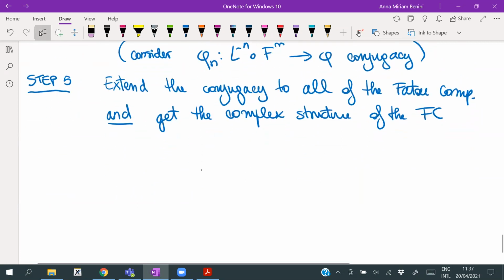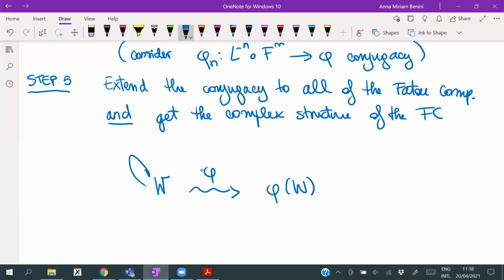What do we know now? We have our forward invariant domain W. The real part of both coordinates is very big, okay? And we have a conjugacy to some set phi of W. On your W, you have big F, which is acting, and on your phi of W, you have the linear map, which is acting.